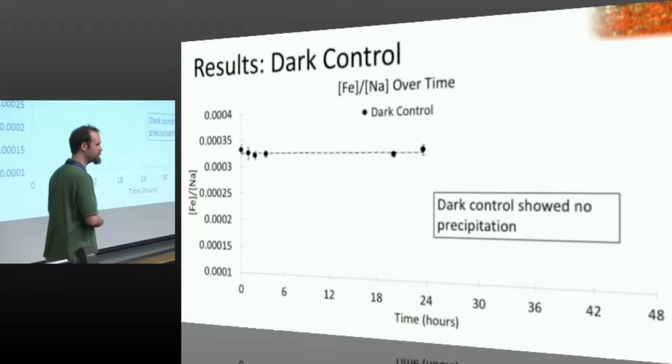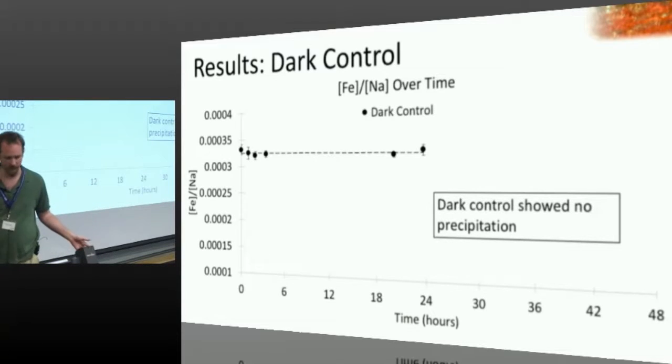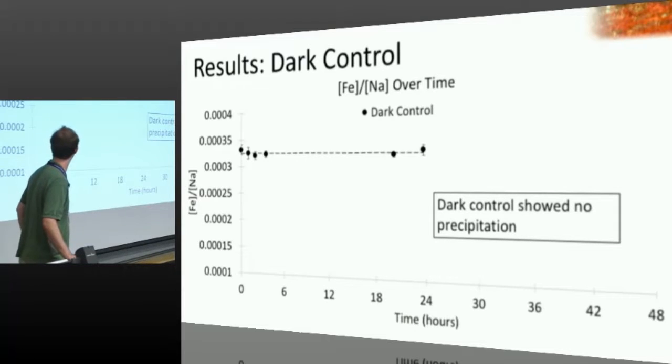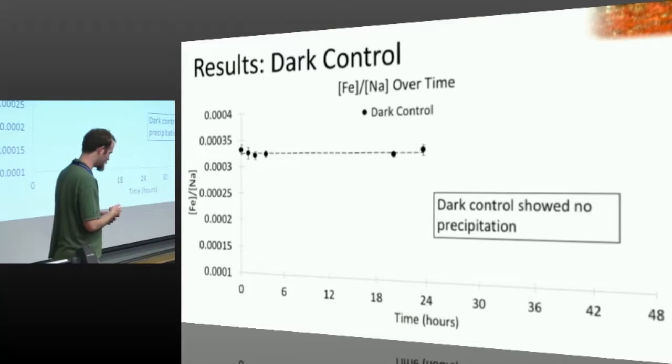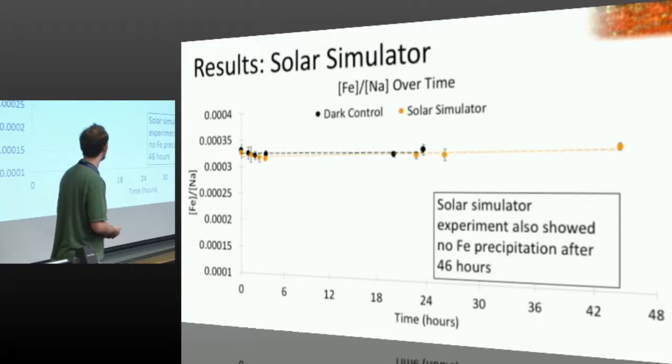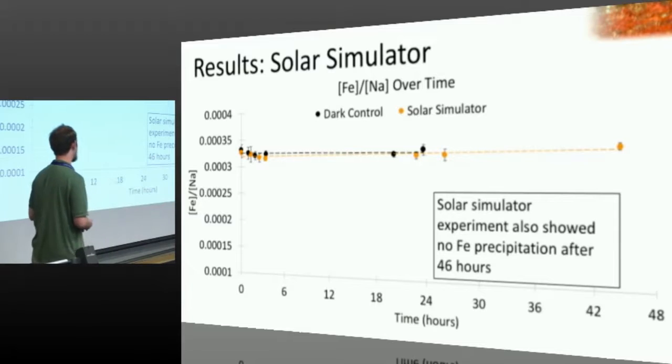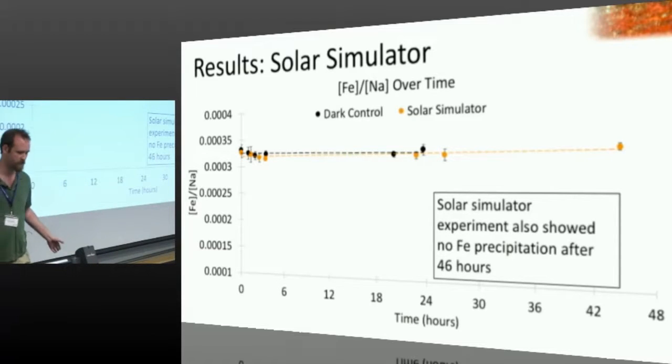So this is the dark control, no precipitation. This iron was measured on quadrupole ICP-MS, and everything was ratioed to sodium to correct for any evaporation, because these experiments took days. And, dramatic pause, the solar simulator also showed nothing. No reaction over 46 hours.